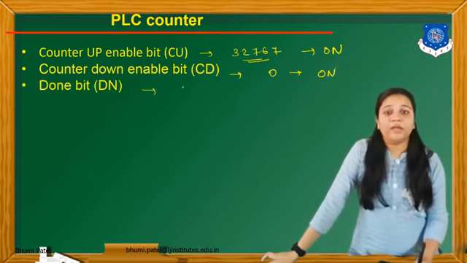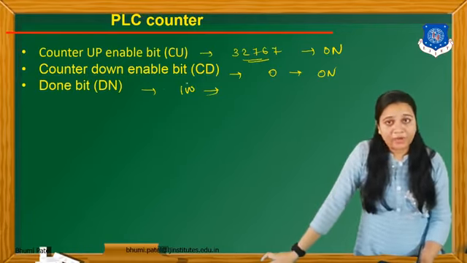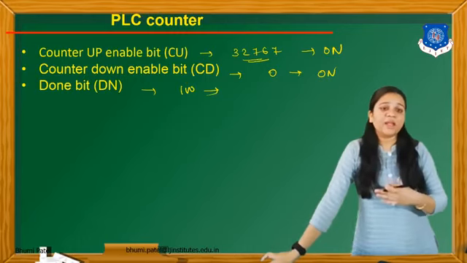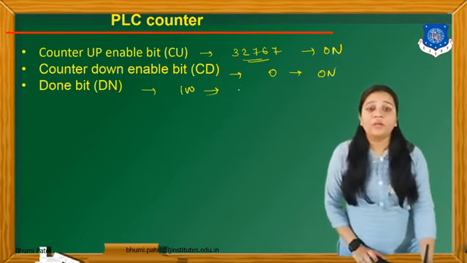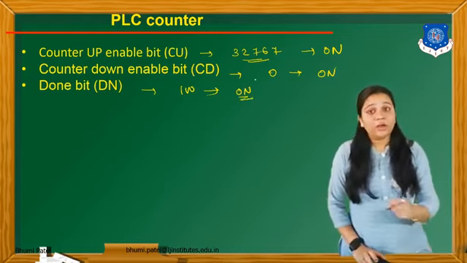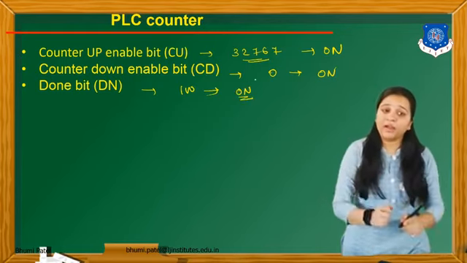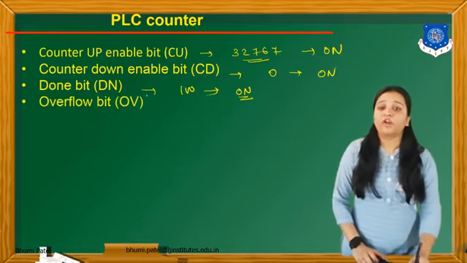If we take the preset value 100, whenever my count reaches 100 for the up counter, or whenever my counter reaches 0 for the down counter, the done bit will be on. As you remember, the done bit will be on one time for the whole program. Okay, and the next one is the overflow bit.